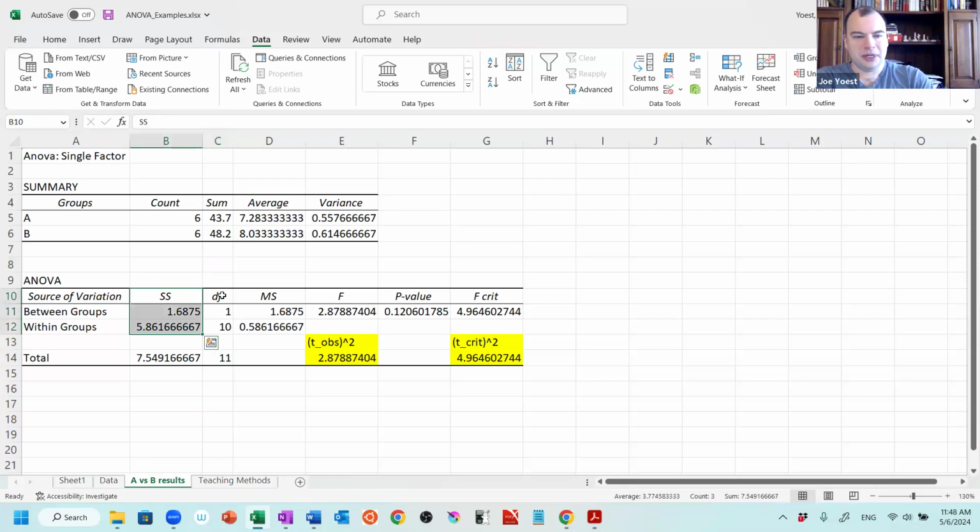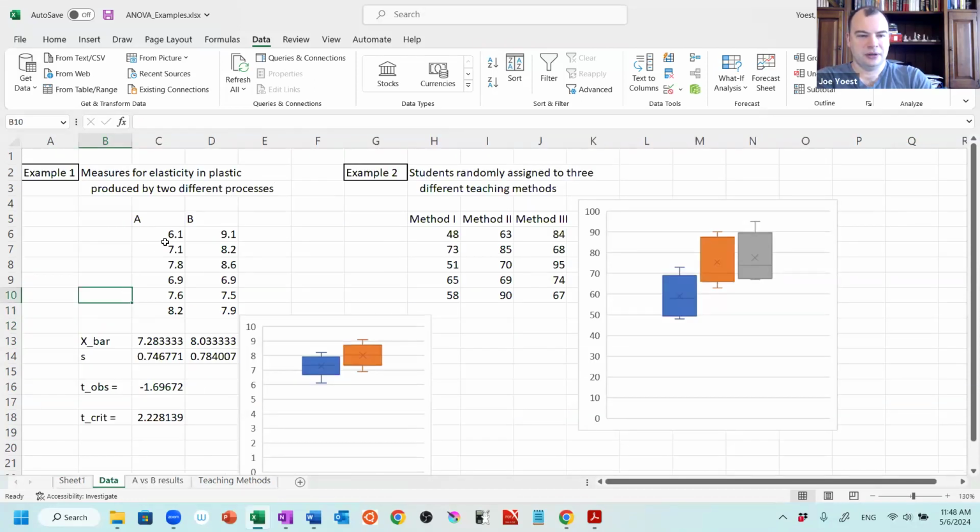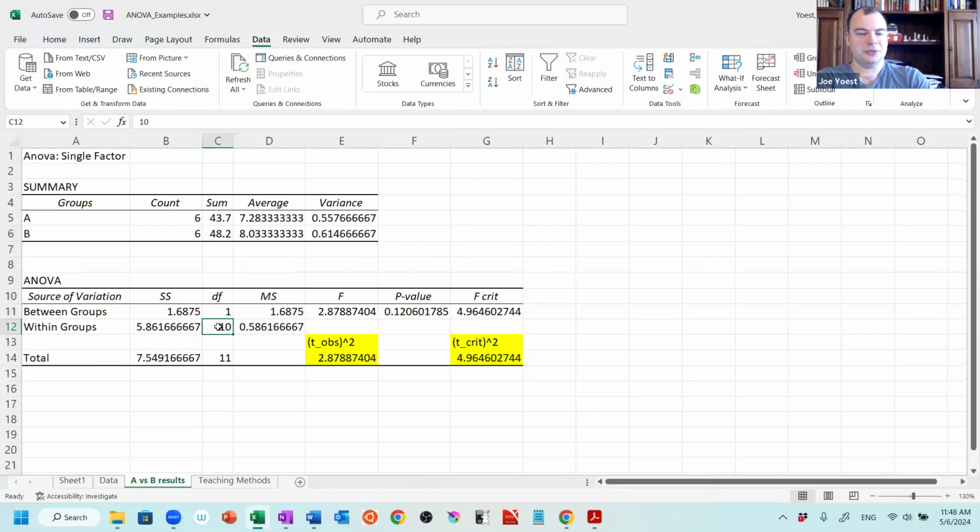We have some sum of squares. We have degrees of freedom. Our new one is 2 minus 1, 2 groups minus 1. Our new 2 is, well, we have 12 total data points minus 2 groups. That's our 10. We have 11 total, 10 plus 1 degrees of freedom. So we see that all these numbers match up with what we would expect.